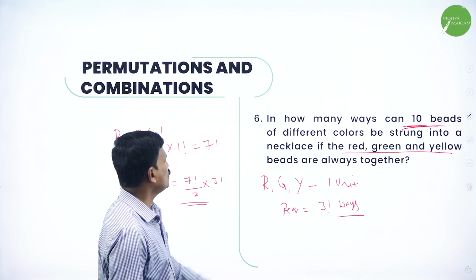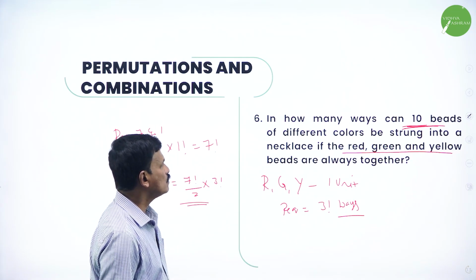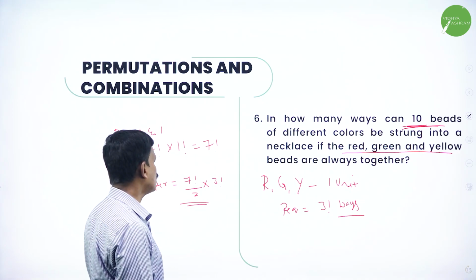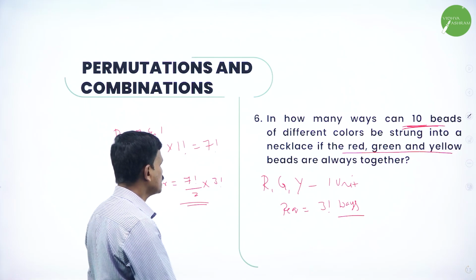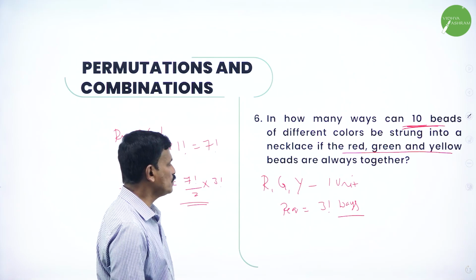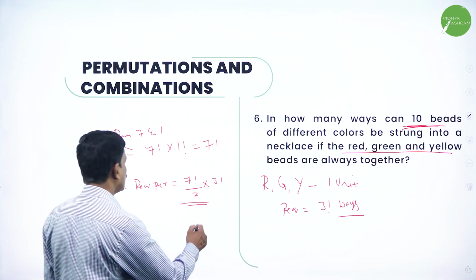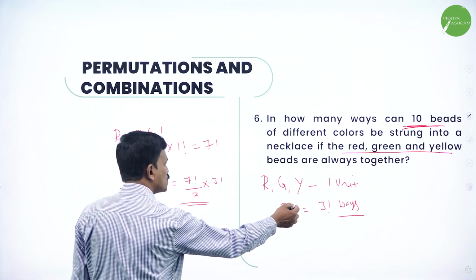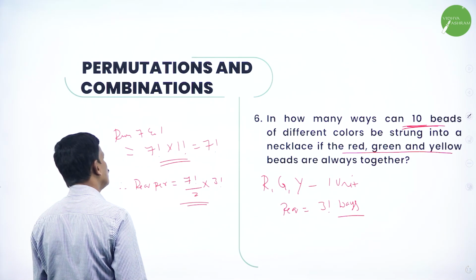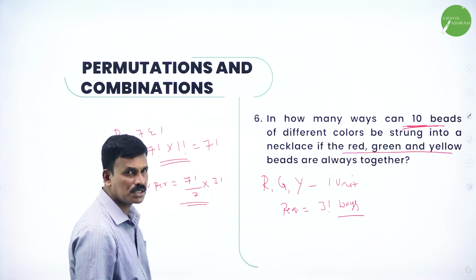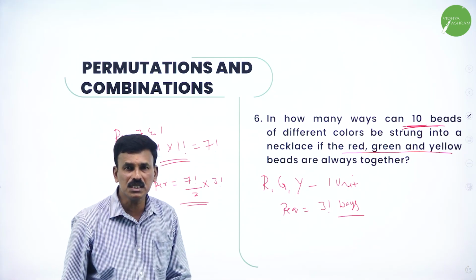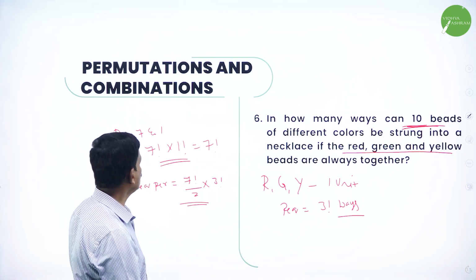For 2 marks, in how many ways can 10 beads of different colors be strung into a necklace if red, green and yellow beads are always together? So, let us consider this red, green and yellow beads as one unit. The required permutation will be in 3 factorial ways. So, therefore, the remaining 7 beads and this unit can be arranged in 7 into 1 factorial. So therefore the required permutation is equal to n minus 1 factorial by 2, that is 7 factorial divided by 2 into 3 factorial. That's it. Now move on to the next problem.